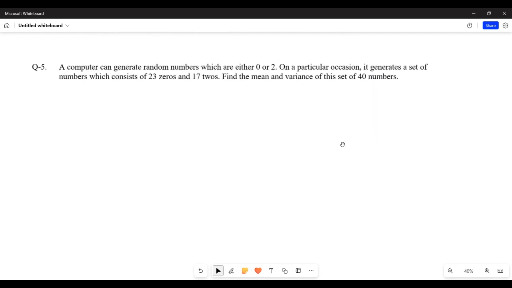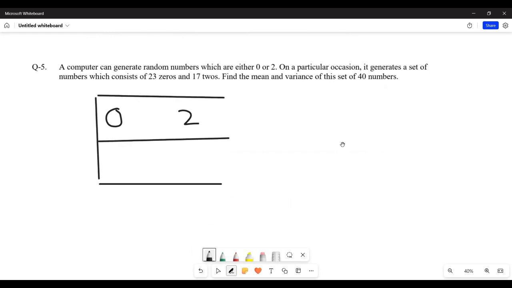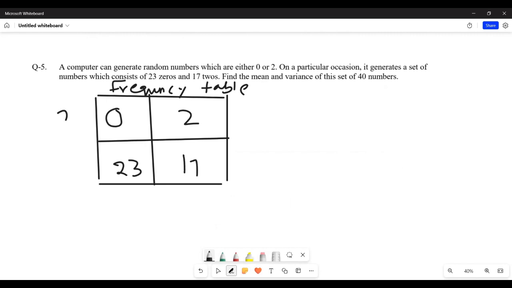A computer generates random numbers which are either 0 or 2. On a particular occasion, it generates a set of numbers which consists of 23 zeros and 17 twos. So, if I make a table, not a probability table, in fact this is a frequency table, then the frequency of getting a 0 is 23 and there are 17 twos. So this is X and this is F. Okay, find the mean and variance of this set of 40 numbers.